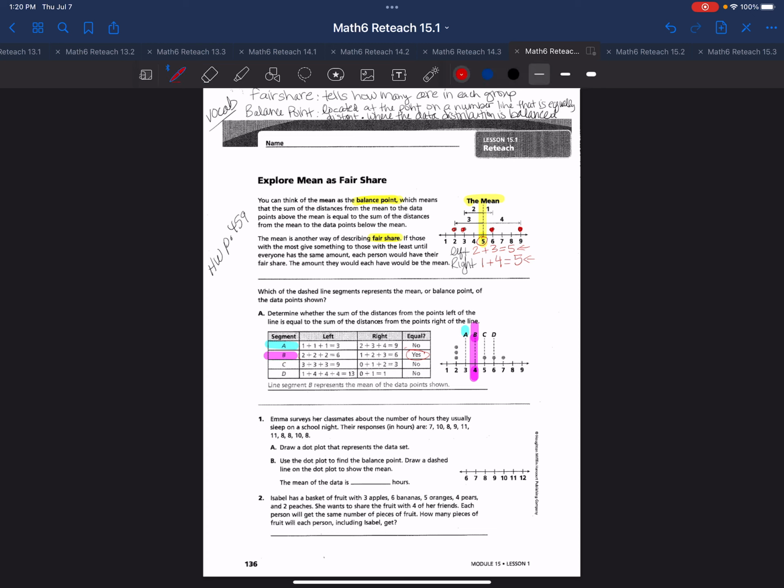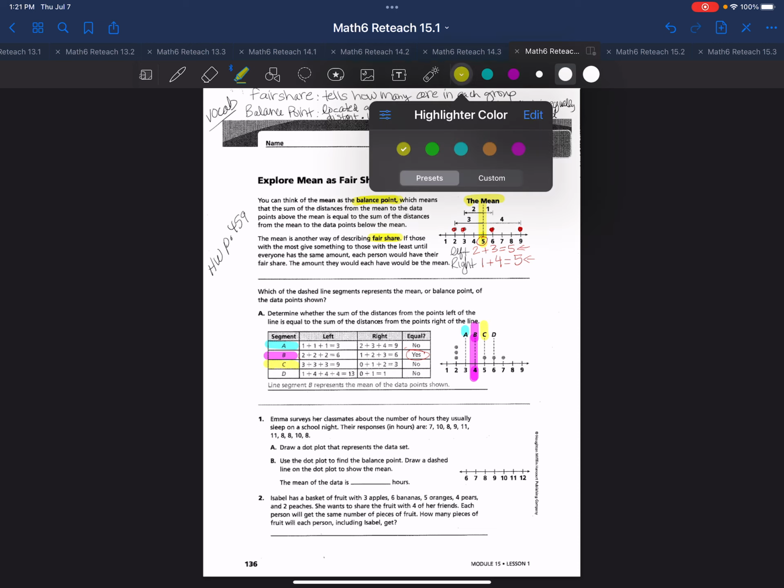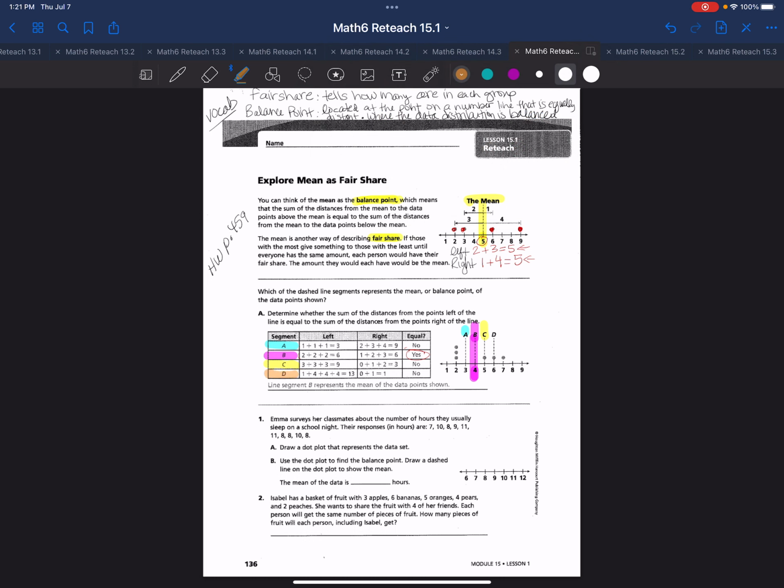Now you're going to do the rest of these line segments. We see a line segment C here, and they also have a line segment for D. You can notice from the points to the left and right, they are not equal. Because line segment B represents the mean or the balance point for the data set, this is going to be your balance point.